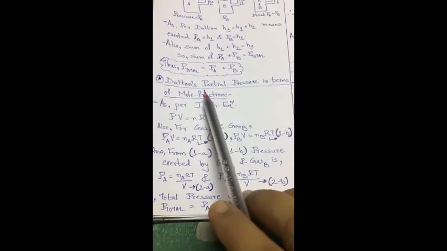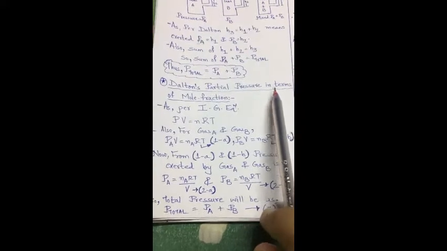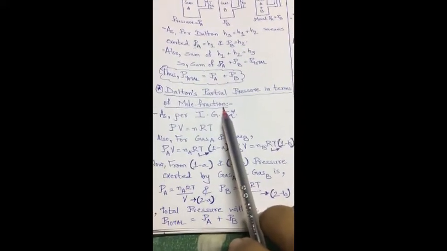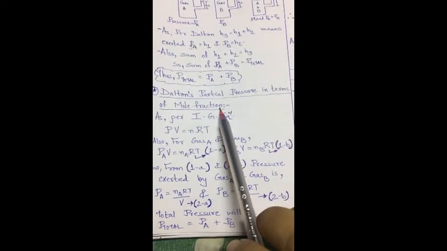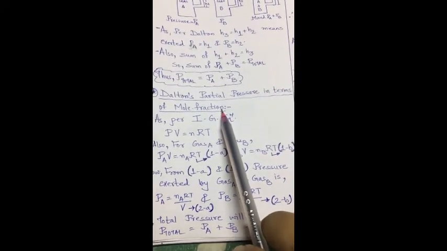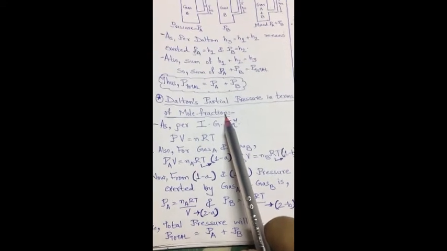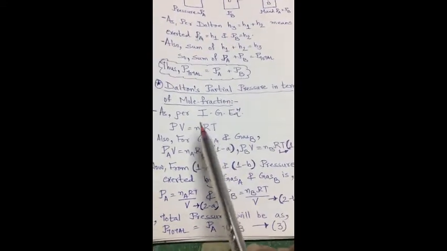Now, Dalton's partial pressure is to be calculated in terms of mole fraction, right? So you know, as per the first chapter, what is mole fraction? The number of moles of a particular substance in the total substance is considered as mole fraction, right? nA upon nA plus nB is equal to capital XA, that is the mole fraction. Recall the first chapter. Here also we will be in need of it.